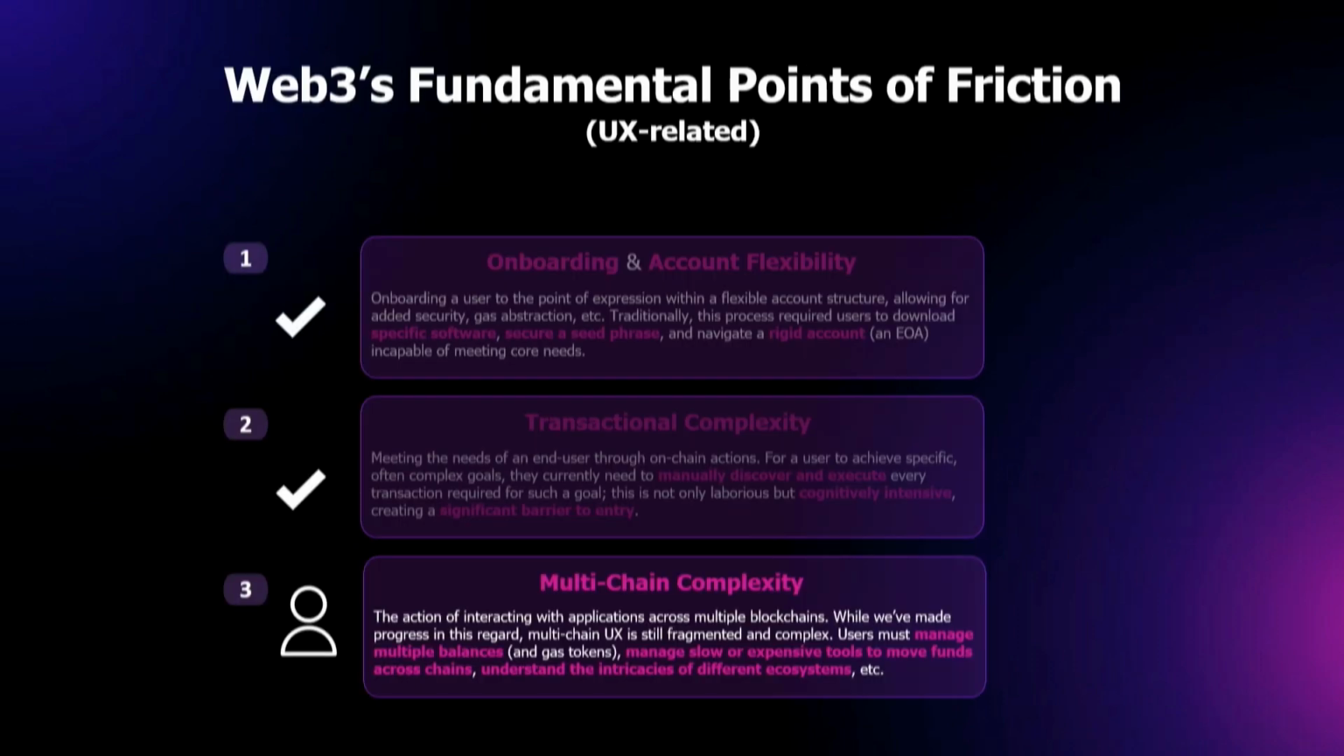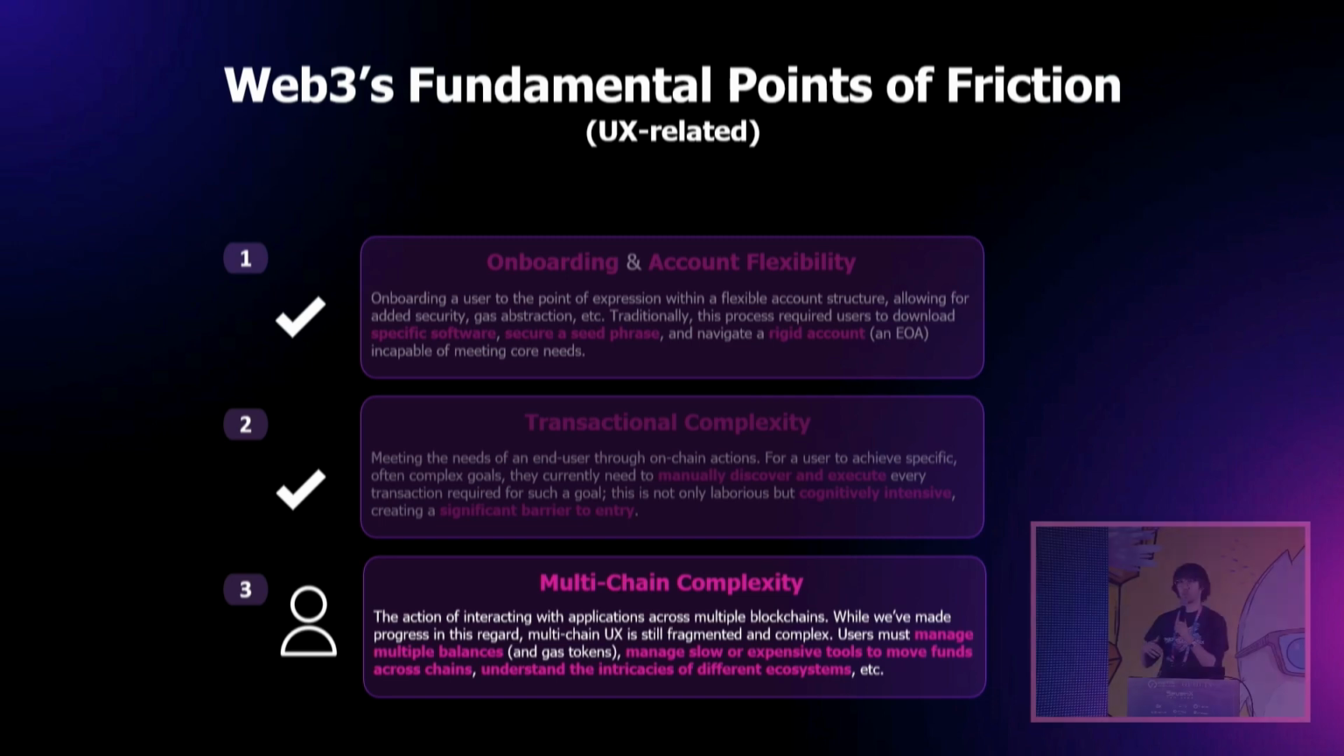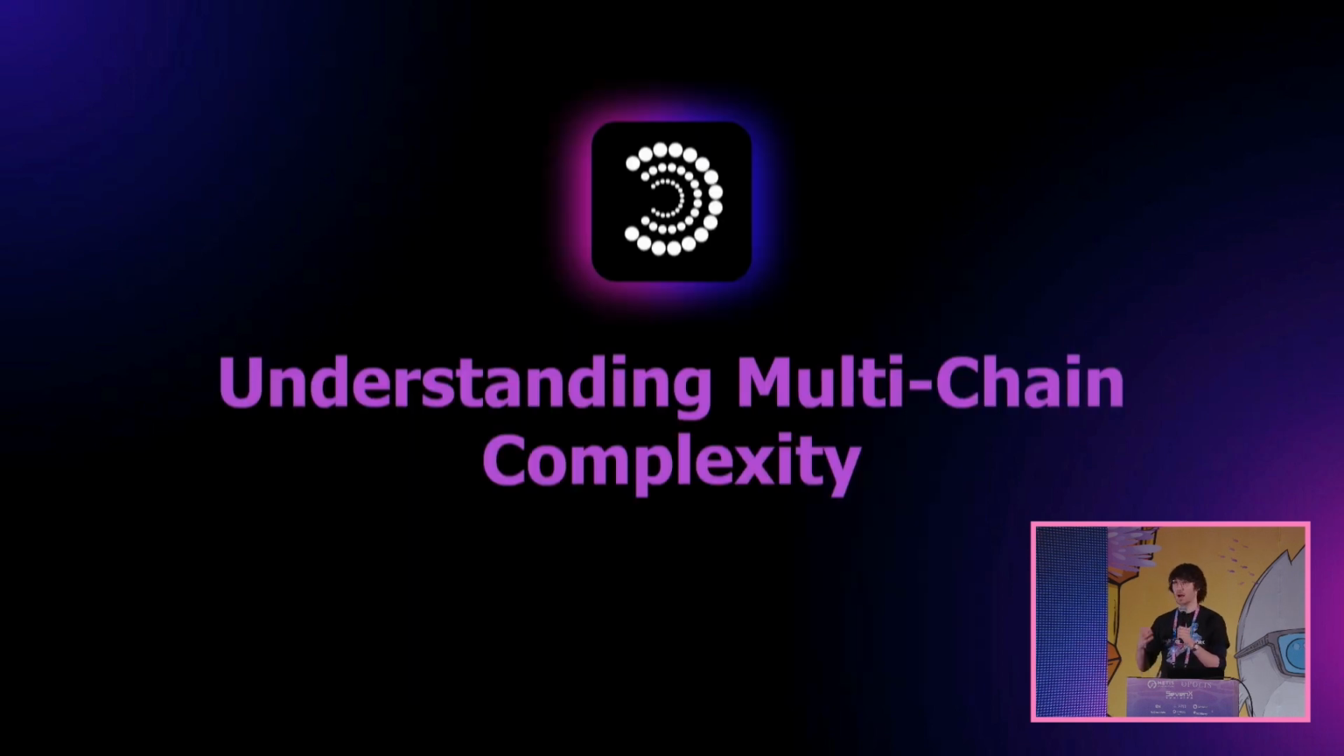Okay, so at this point, going through that very quick overview of how we can solve transactional complexity, we now have both of these initial two problems solved. Number one, onboarding and account flexibility through account abstraction and MPC wallets. And number two, transactional complexity through intents, which are an extension or a layer above account abstraction; they typically use account abstraction underneath that interaction layer. So now we have multi-chain complexity. How does this operate? What is multi-chain complexity and how do we solve it?